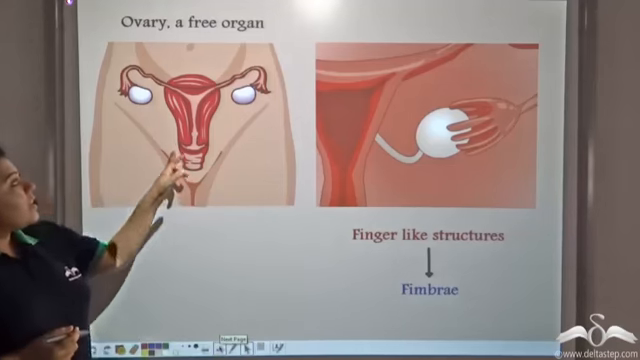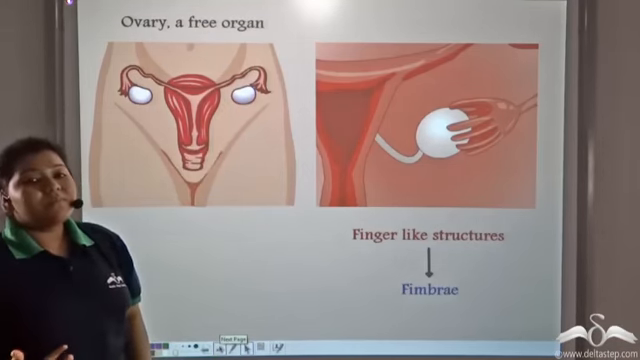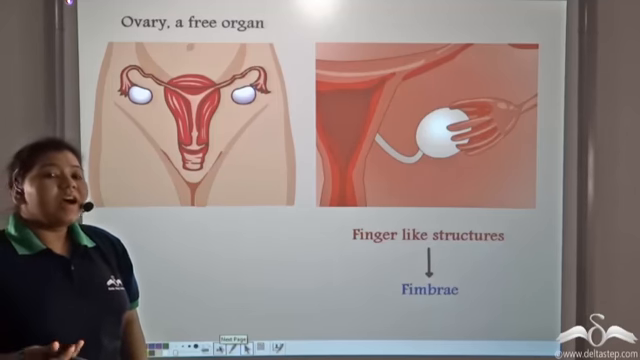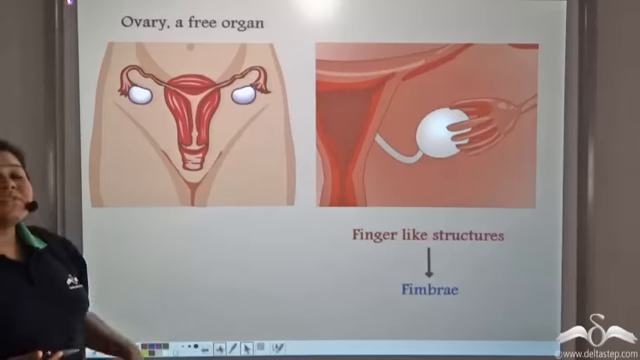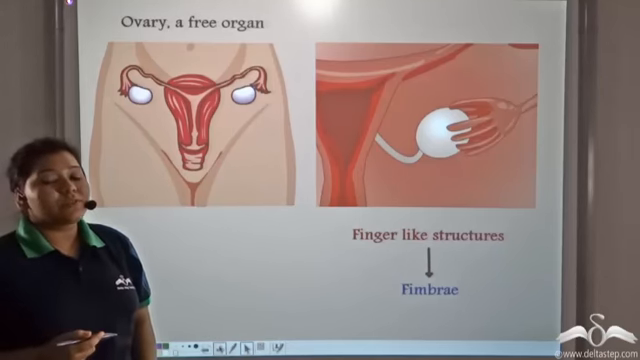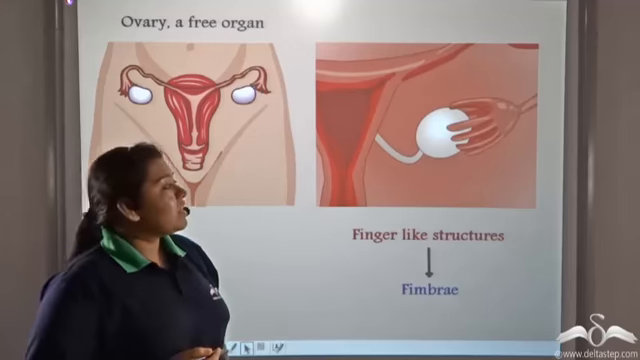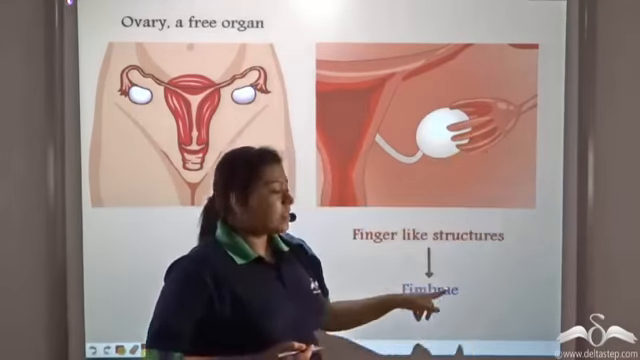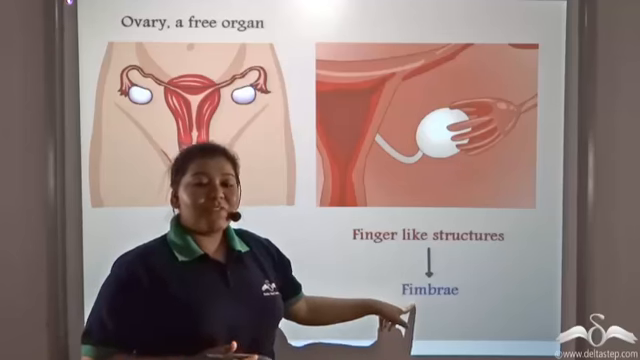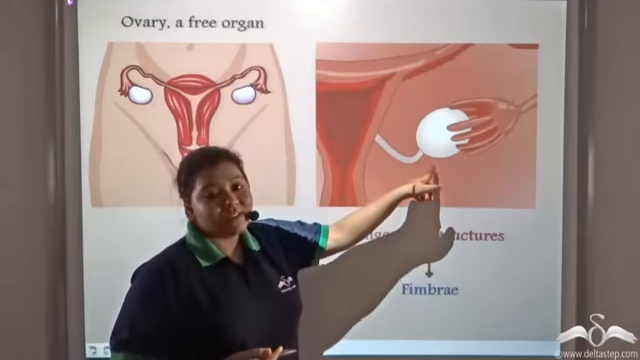Now, ovary is a free organ. So the ovum released from the ovary, how is it taken up, and how does it travel to the rest of the female reproductive organs? Well, that is facilitated by the presence of these finger-like structures known as the fimbriae. The fimbriae collect the ova from the ovary.